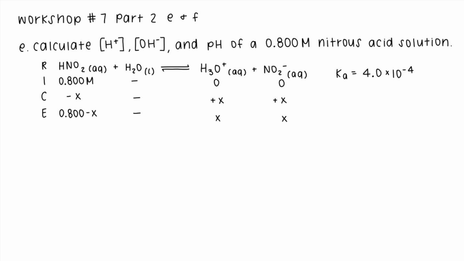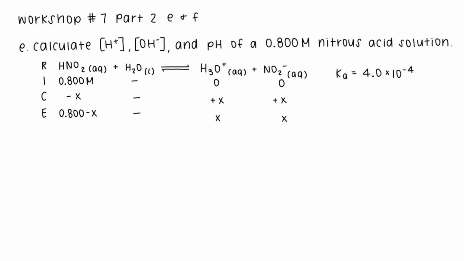I then continue to fill out the RICE table. The initial concentration of nitrous acid is 0.800 molar, which is given in the equation. Water can be ignored in the equilibrium reaction because it is a liquid. And initially, hydronium ion and NO2 minus will both have concentrations of 0. It is important to note that hydronium ion and hydrogen ion are the same thing.